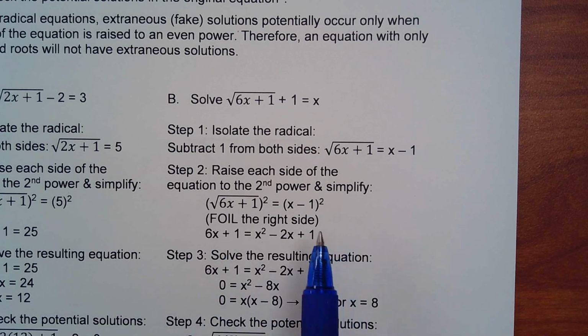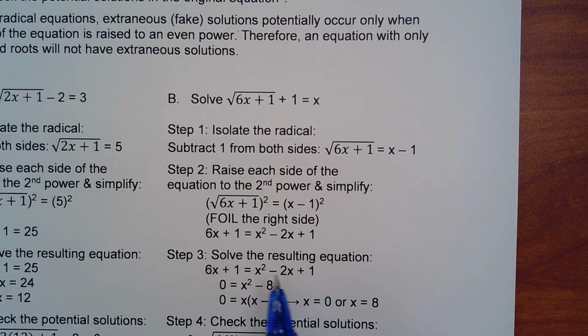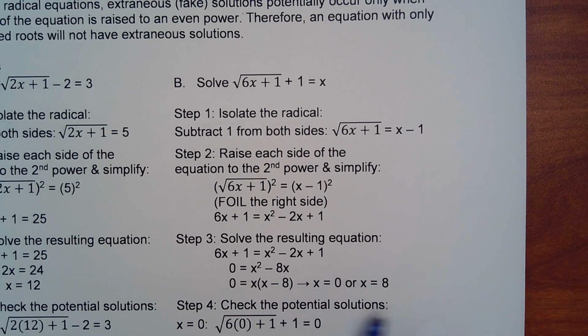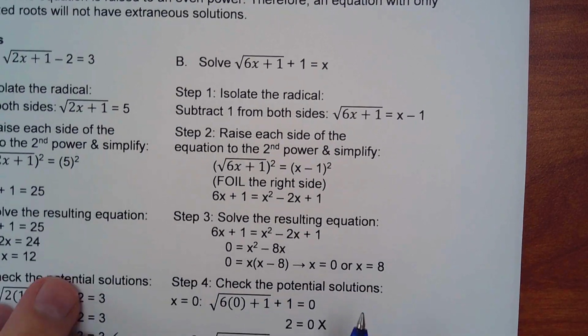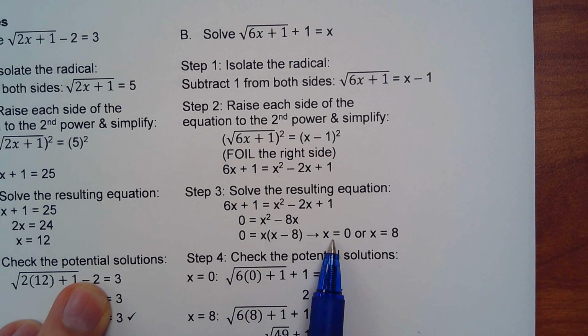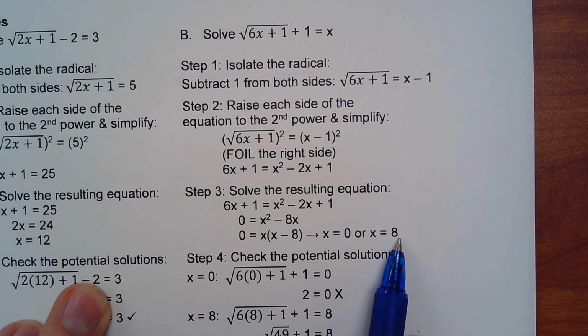This is a quadratic equation, so I need to get 0 on one side. So we'll take away 6x and take away 1 from both sides. That gives us 0 equals x squared minus 8x. That's actually very easy to factor. Just factor out an x. And that's going to give us 2 potential solutions, namely x is 0 and x is 8.